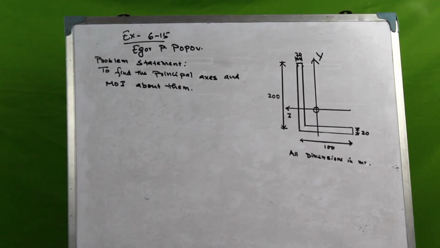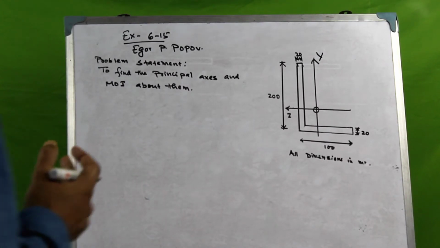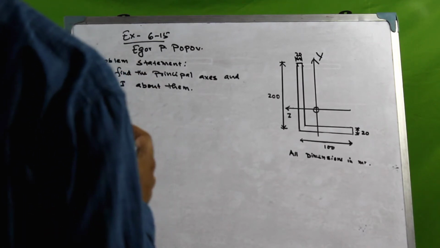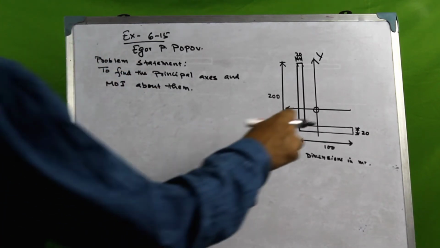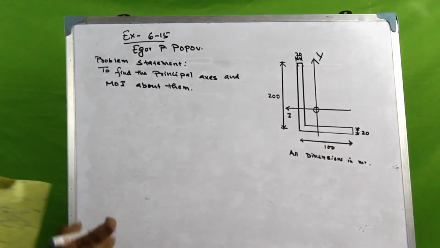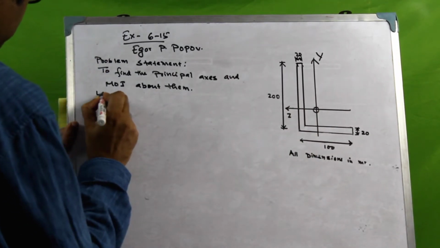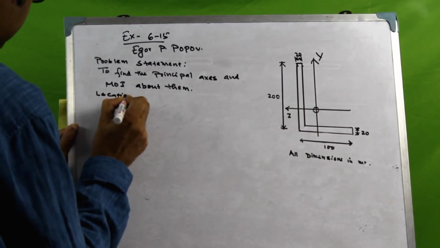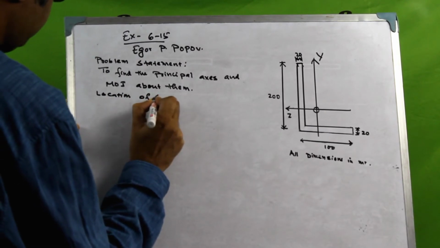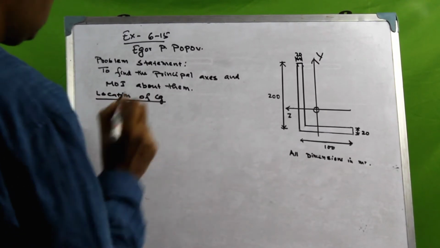Okay, the first step involves finding out where this CG point is. So the first thing that we do is calculate the location of CG. And how do we do that?